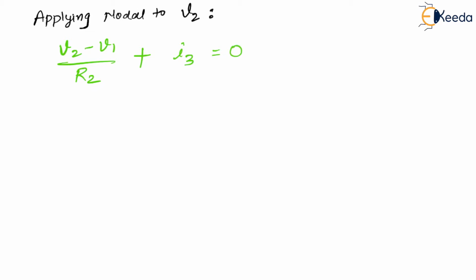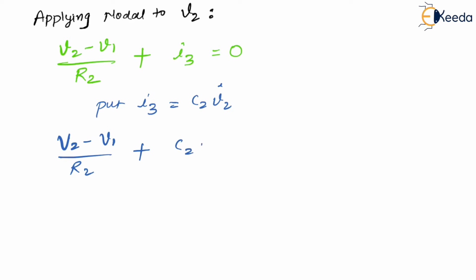So let me just put the I3 current, which is equal to C2 into V2 dot. So V2 minus V1 upon R2 plus I3, which is C2 into V2 dot, is equal to 0. So this is going to be equation 2.